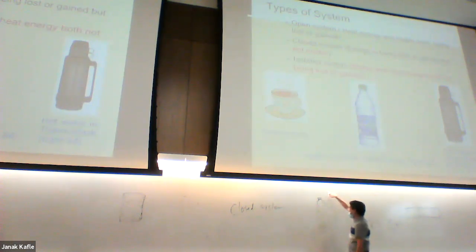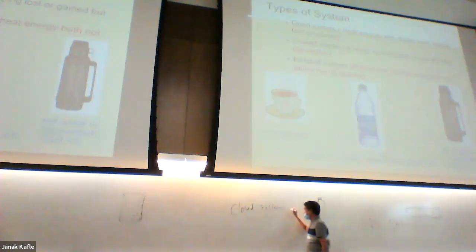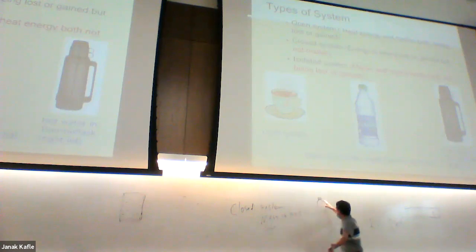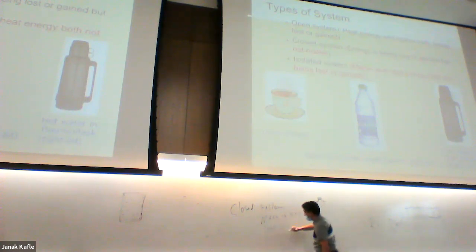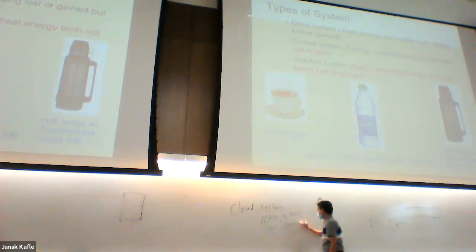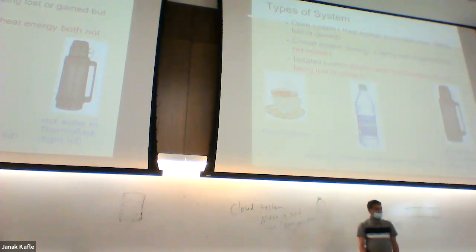The mass doesn't go out, and mass doesn't come in. So the mass here is always constant. Closed system means mass is not changing, meaning mass is not lost or gained. There is no hole here, so the water molecules or anything else cannot go out. Mass also cannot come in. If this is 1 kilogram, it is always 1 kilogram, right?